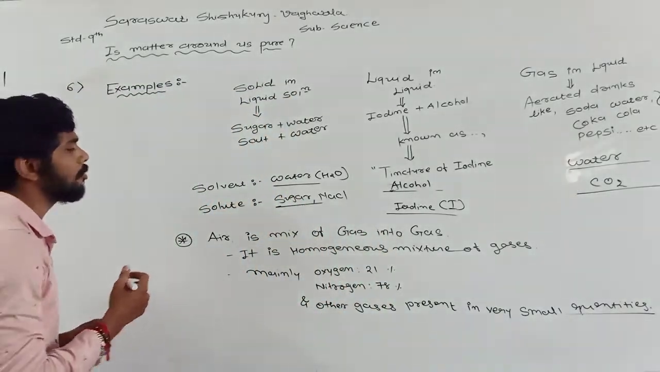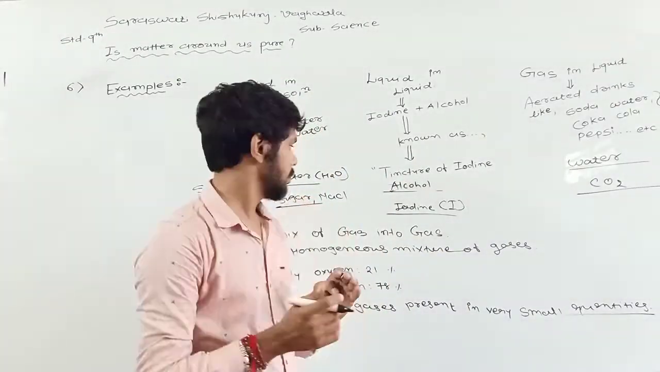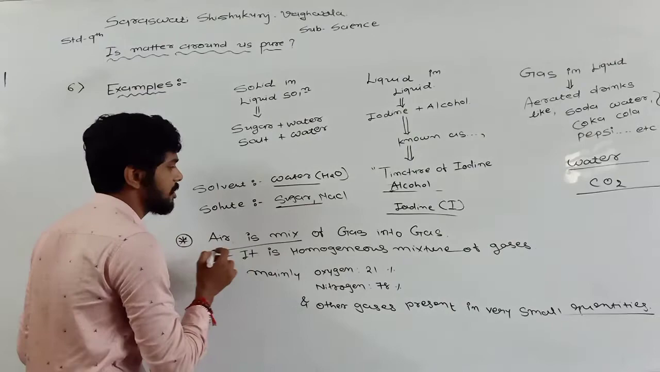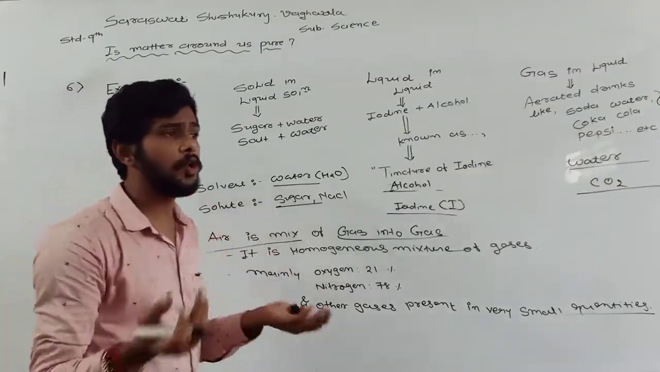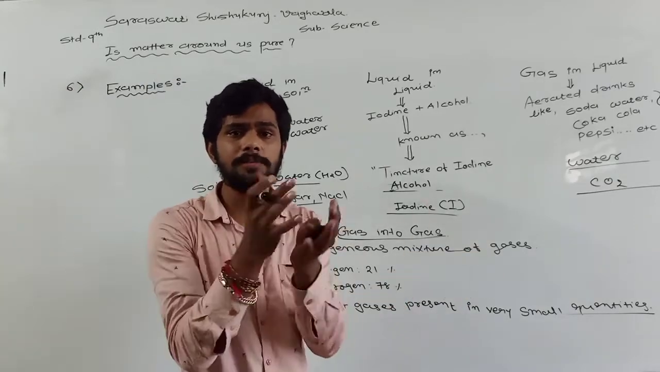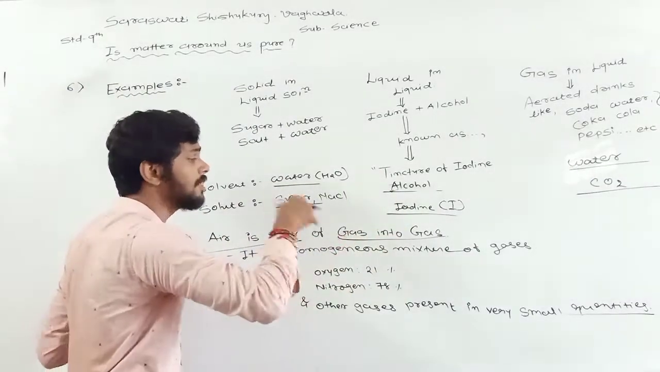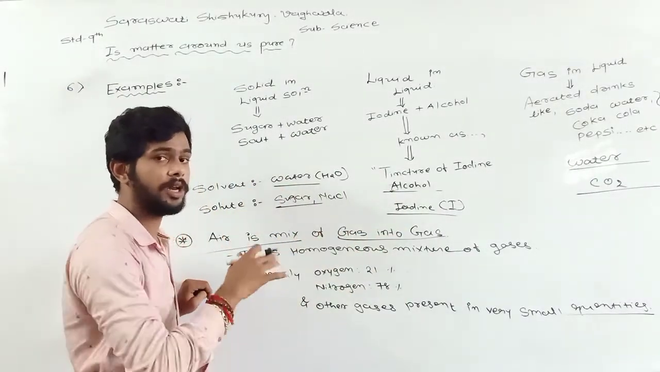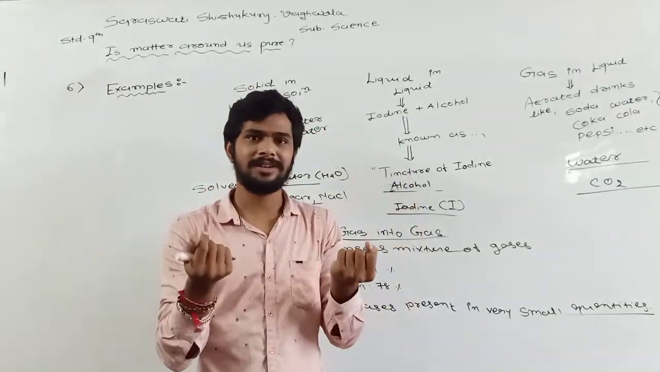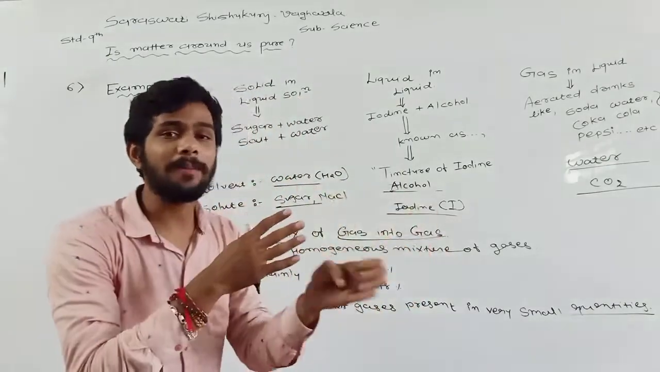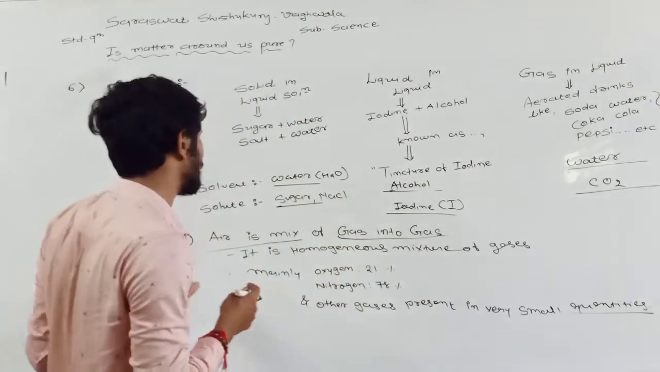Then next we are going to talk about the gas in a gas solution. Suppose air is a mixture of gas in gas. In this air, there are so many gases present in each other. There is a mixture of a gas in another gas. So we can say that the air is a mixture of the gas in the gas. But this mixture is a homogeneous mixture that we cannot separate by any physical method. Suppose I am going to take some of the oxygen and some of the nitrogen. Is it possible? No. So we cannot separate the gases in the gas mixture by any physical method.